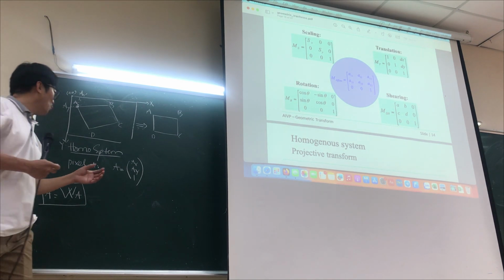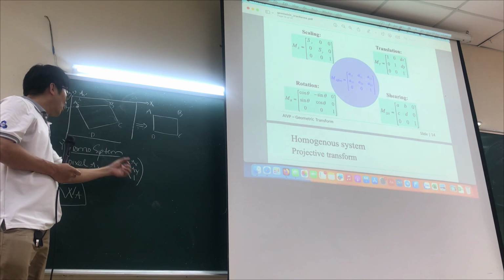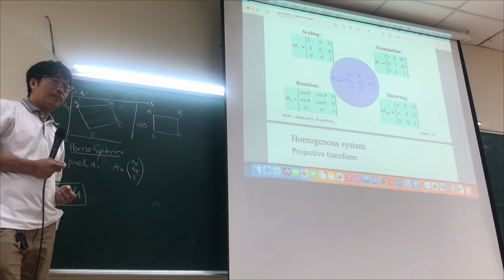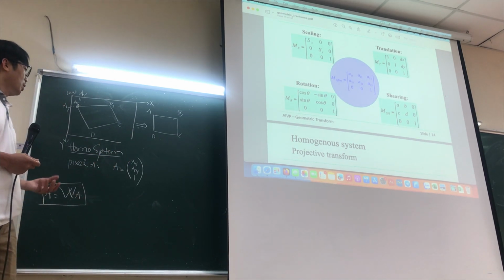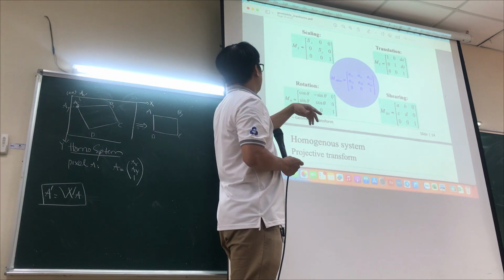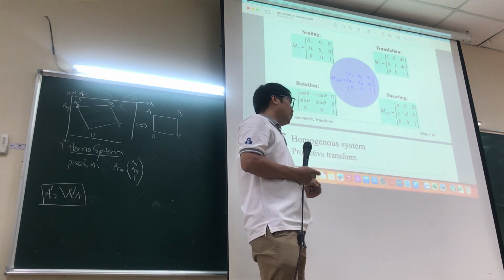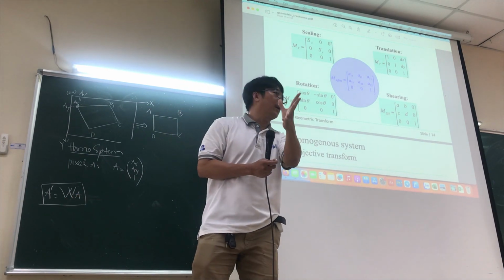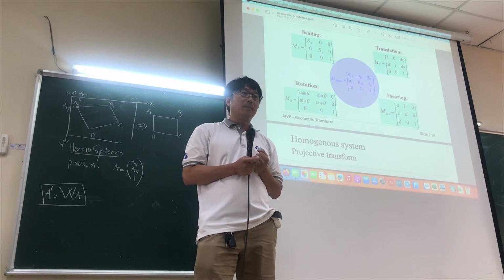Again, you can see when I represent the new coordinate, it becomes the homogeneous representation. And what is the advantage? Because scaling, translation, rotation, shearing, all kinds of transformation, even rotation, are just linear. You just multiply a matrix and a vector. That is the application.